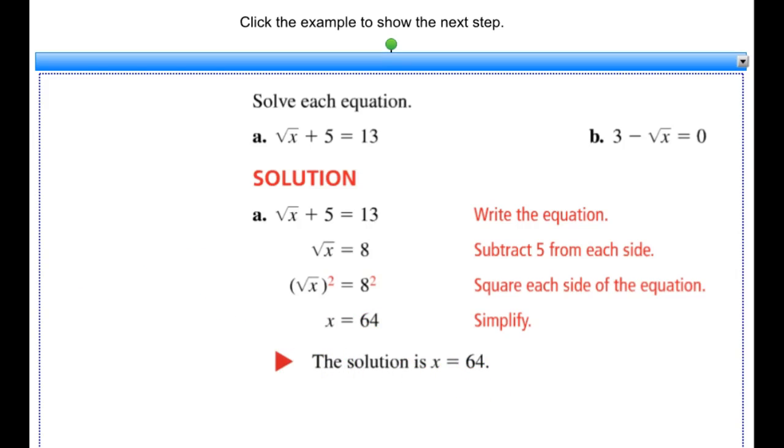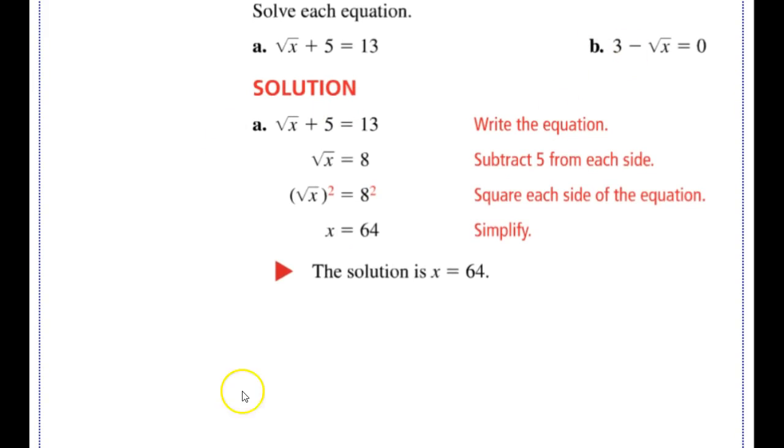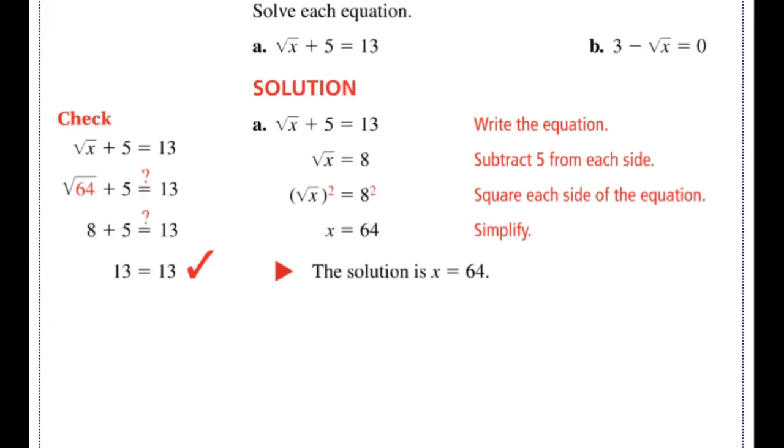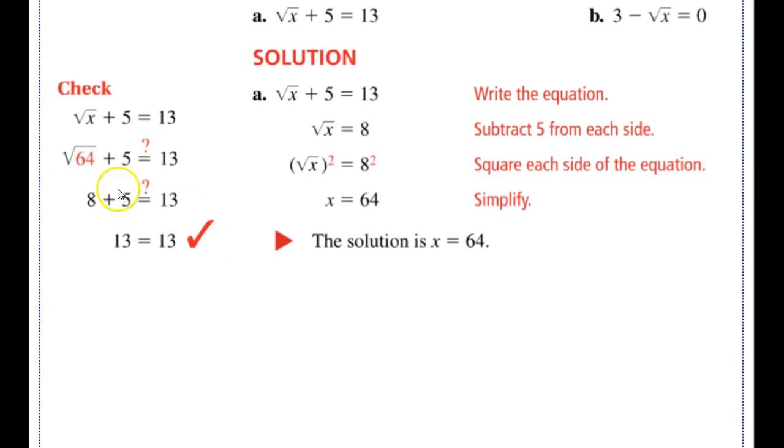So let's look at B. I have 3 minus the square root of x equals 0. First thing I always want to do is go back and double check to make sure that my answer works. And we'll see several occasions here in a little bit where this doesn't actually work, so it is important to go back and check your answers.